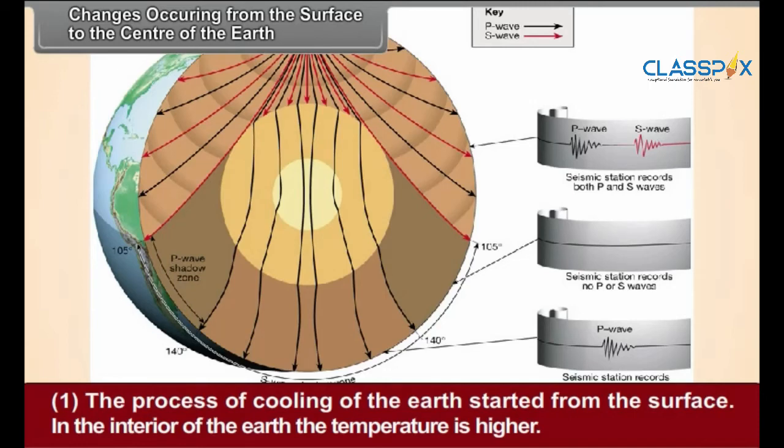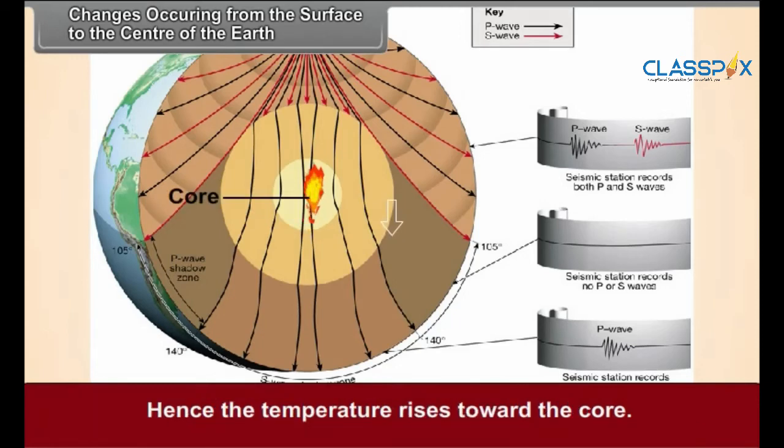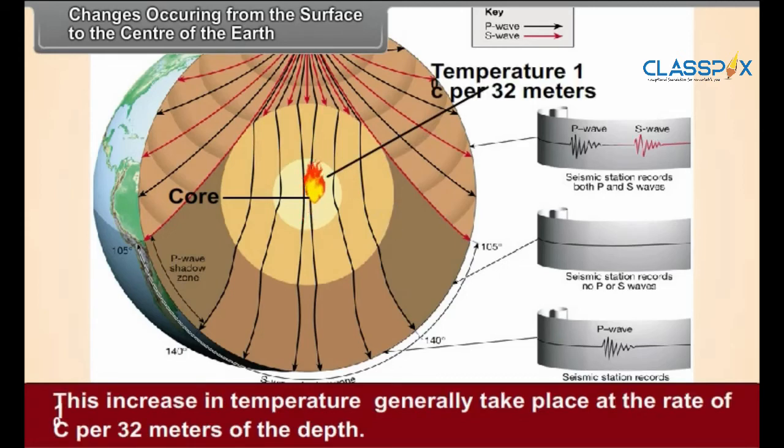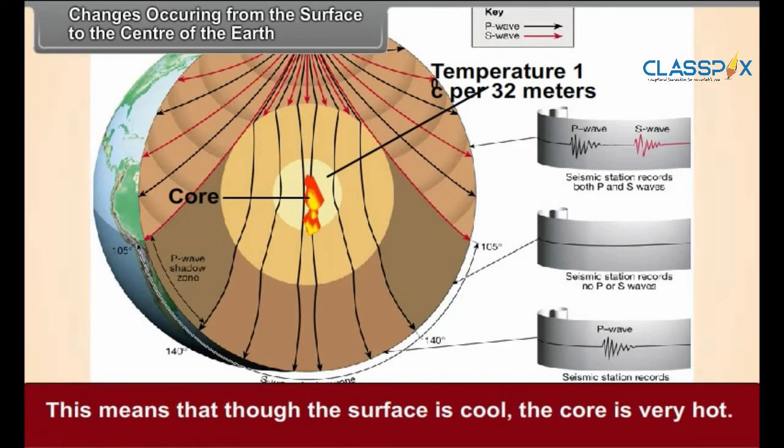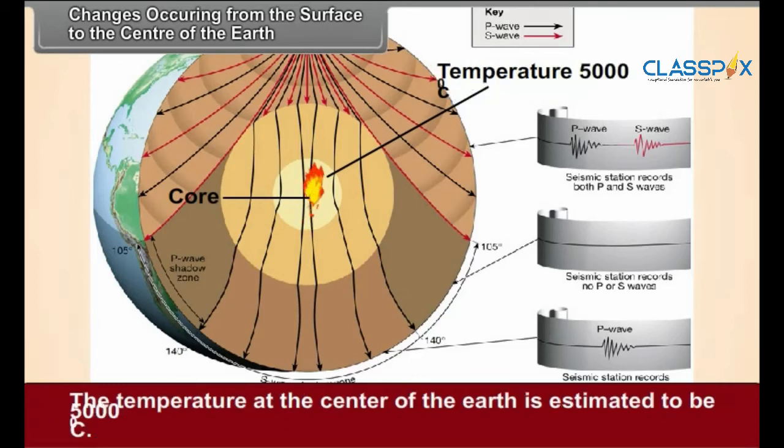Number 1. The process of cooling of the earth started from the surface. In the interior of the earth, the temperature is higher. Hence the temperature rises towards the core. This increase in temperature generally takes place at the rate of 1 degree Celsius per 32 meters of depth. This means that though the surface is cool, the core is very hot. The temperature at the center of the earth is estimated to be 5000 degrees Celsius.